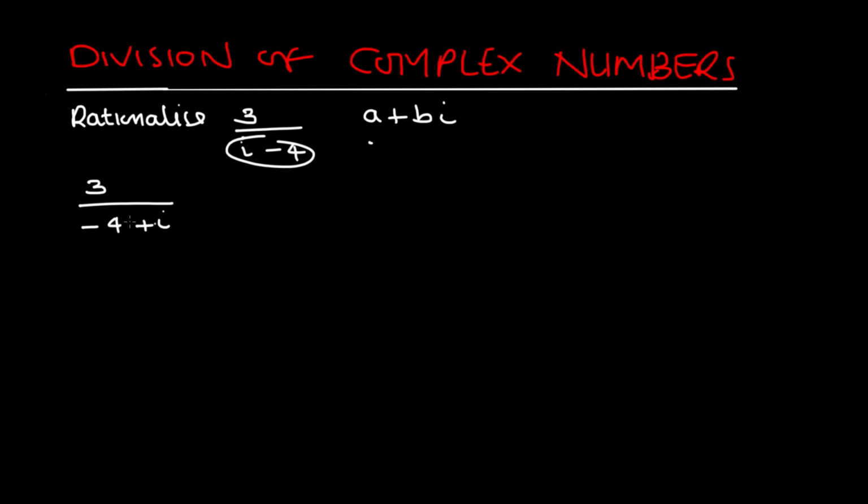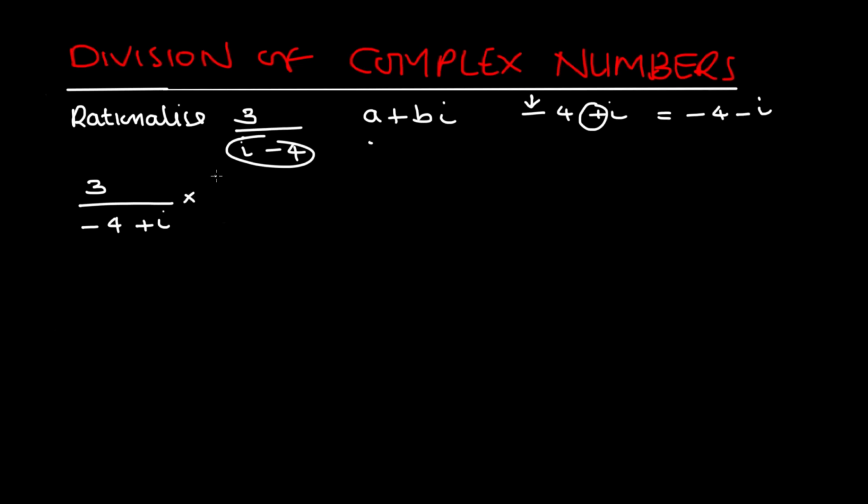So the conjugate of this one will be what? The conjugate of minus 4 plus I is actually, now we just change this sign. Don't mess around with this one. So that one remains, but this one now changes to negative. That's the conjugate.